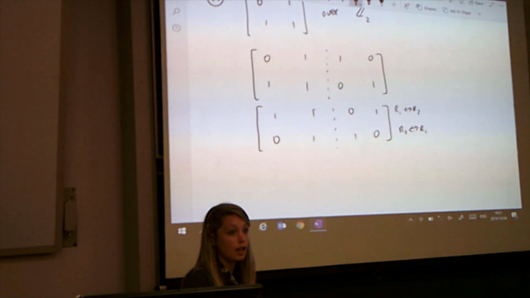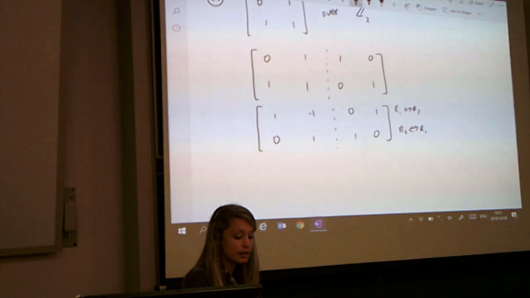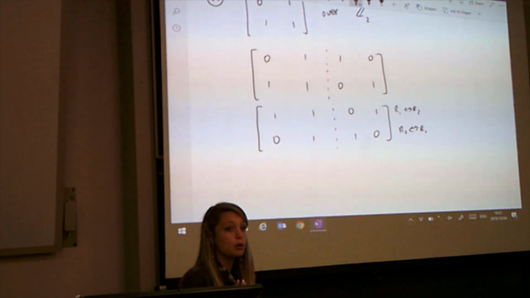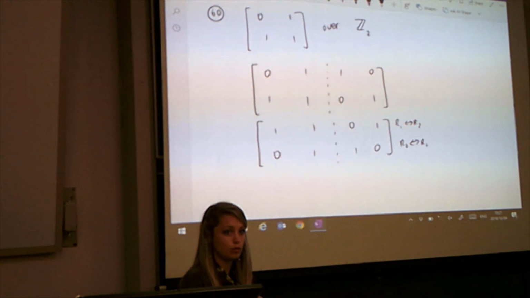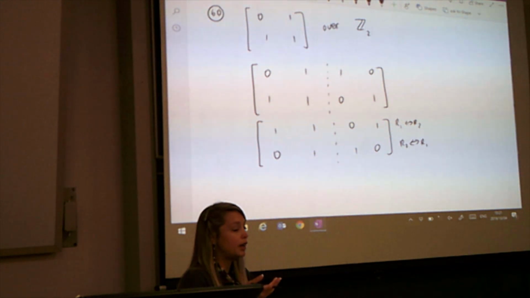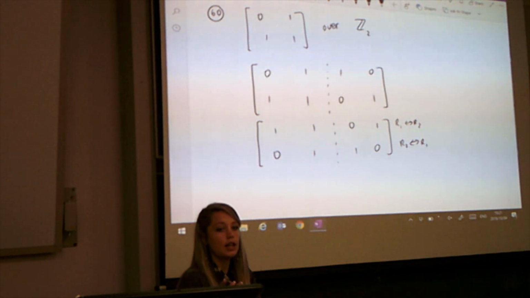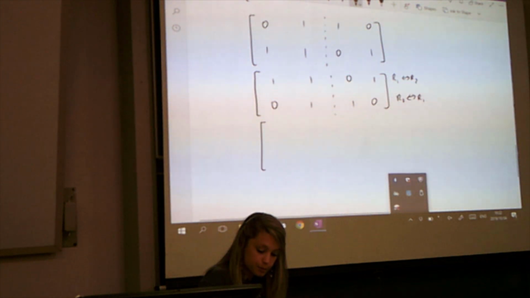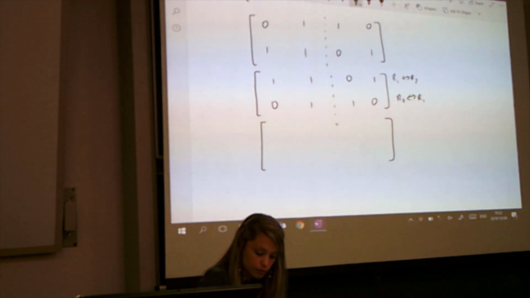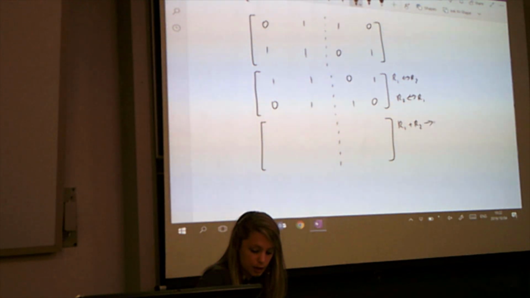So now all I want to do is get that to be a 0, right? And how I do that is, remember I can't subtract, but I can add. So when I add 1 to 1, what is 1 plus 1 in Z2? 2. Yes, 0. Because if we divide by 2, the remainder is 0, and it's equal to whatever the remainder is in Z2. So we have row 1 plus row 2 to give me the new row 1. Row 2 stays the same.